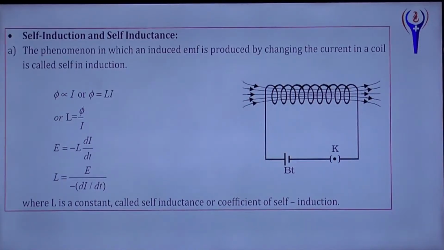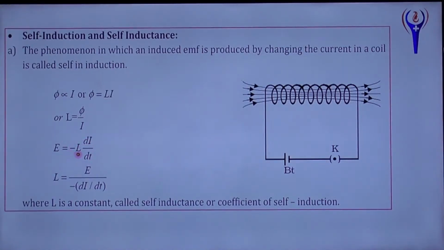Phi is the magnetic flux, I is the current. When current increases, phi also increases. By removing proportionality, there is a constant, and that constant is L. Phi equals L into I, or L equals phi by I. Then E equals minus L into di by dt.